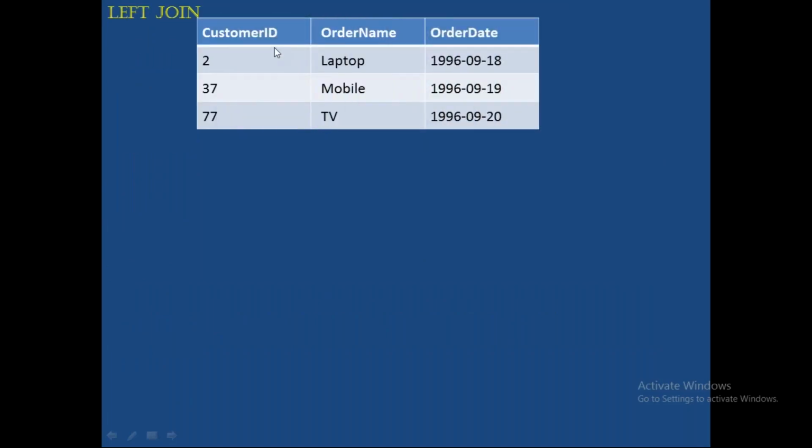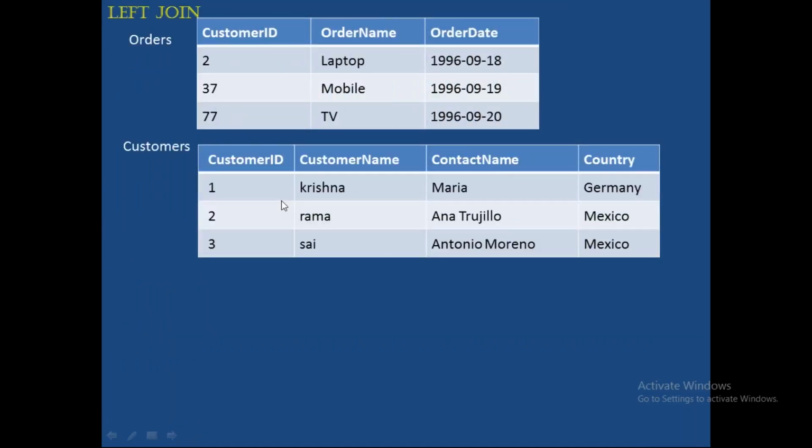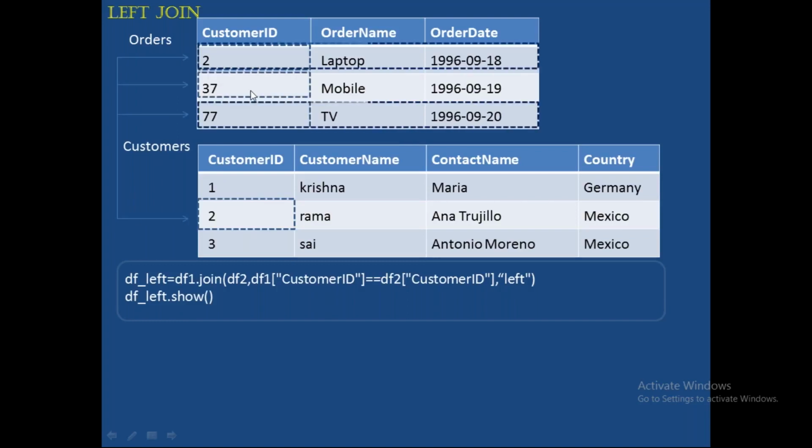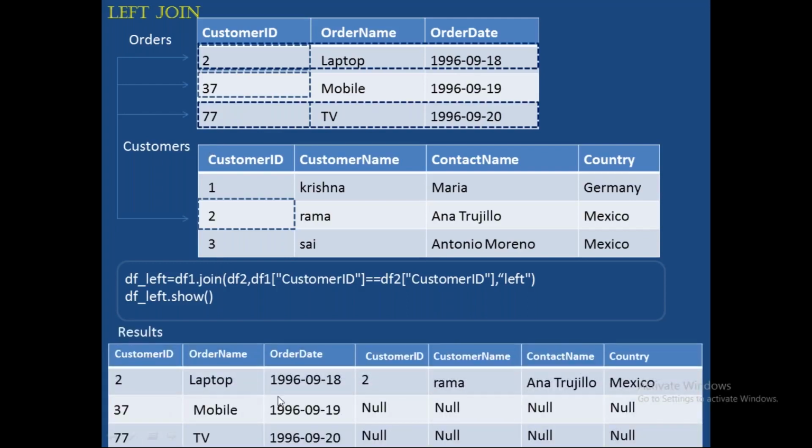Next, left join. We have an orders table and a customer table. You see here df1.join(df2), where customer ID is equal to customer ID, and the type is left. Left means, see, common records 2 and 2 here, plus 37 and 77 are the unmatched records. Now you will get the common records: 2 from both the tables, and all remaining orders you are getting, because it's a left join. Left join means the left table's remaining records you will get.